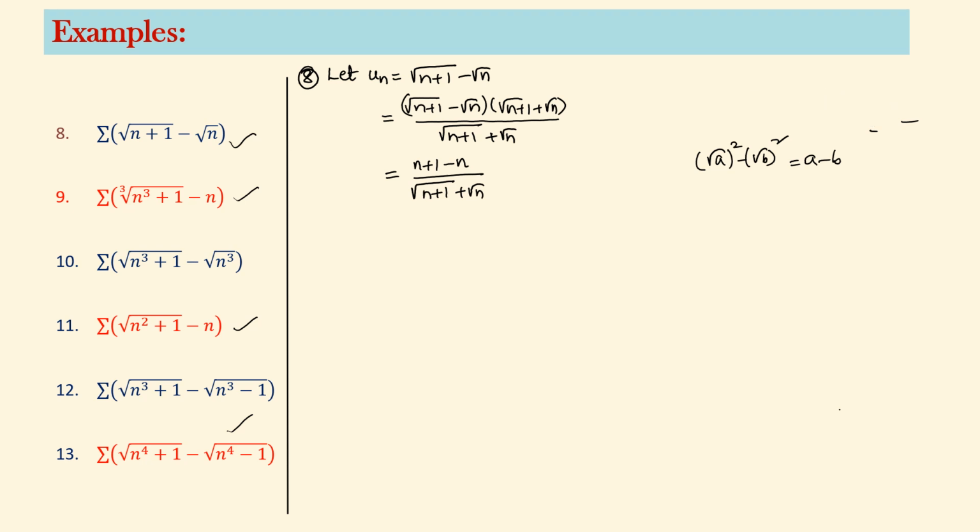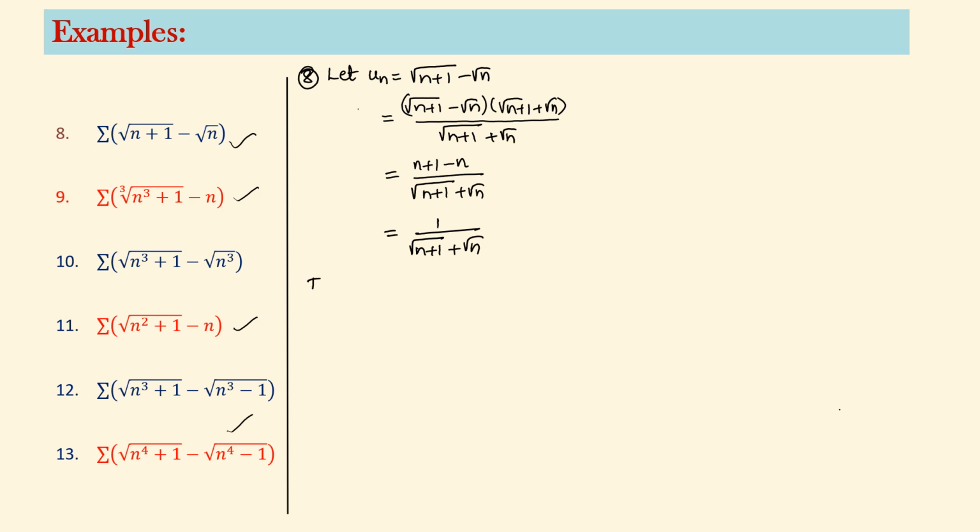So n gets cancelled in the numerator. This will be equal to 1 by root n plus 1 plus root n. So our un is simplified into this form. Now there is no root in the numerator, so we can proceed as usual as we did in the previous problems.